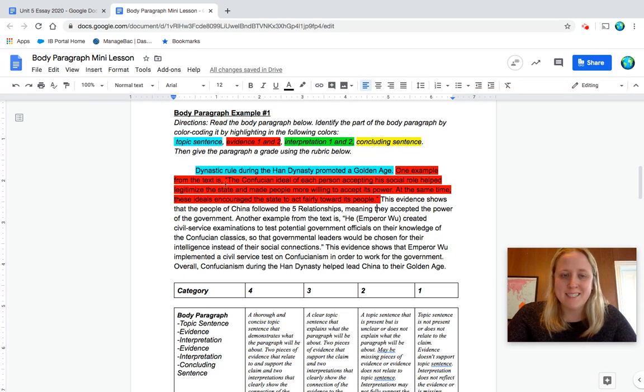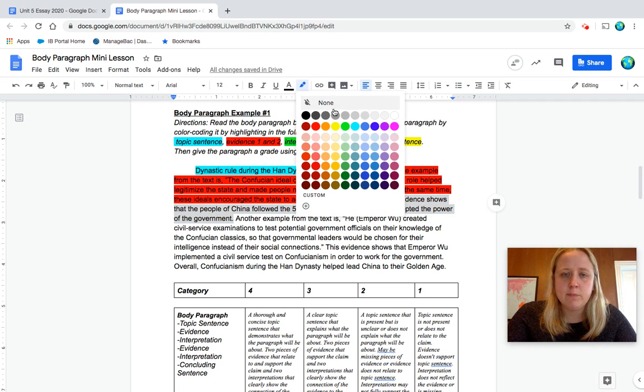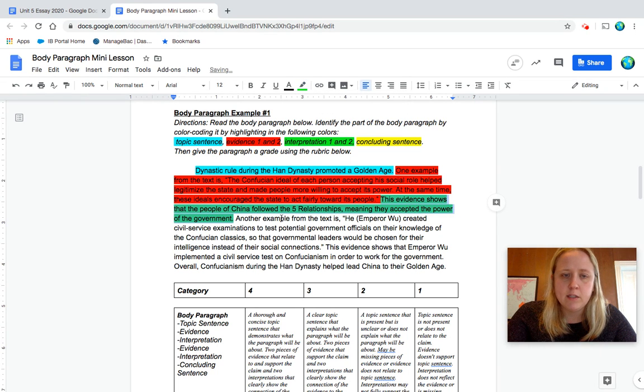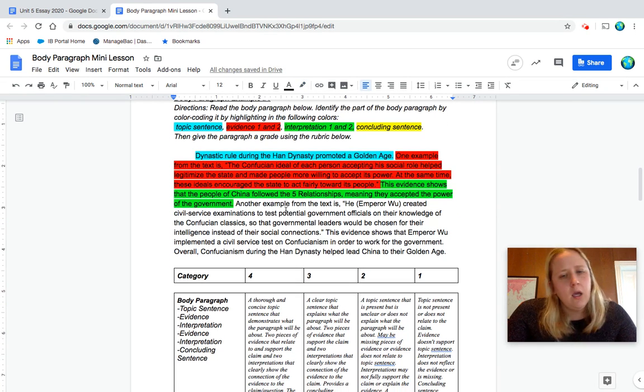What it's missing is the name of the text, right? I don't see a text name here, which I should, because you have a lot of options for which readings you're getting your text from. So that's a problem. This evidence shows that the people of China followed the 5 relationships, meaning they accepted the power of the government.